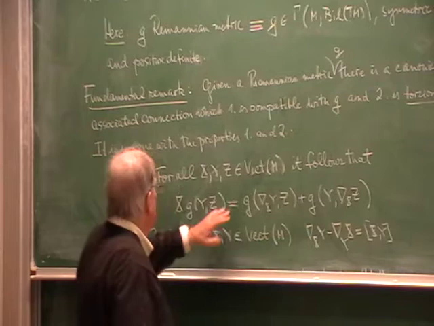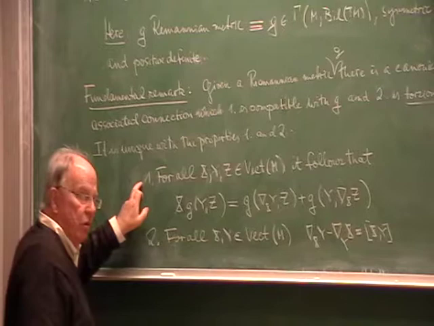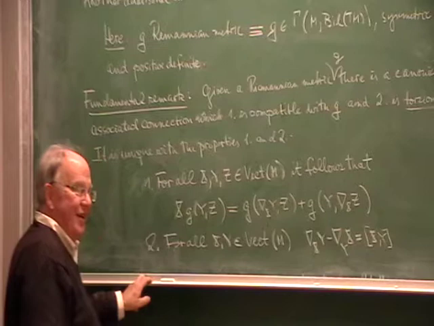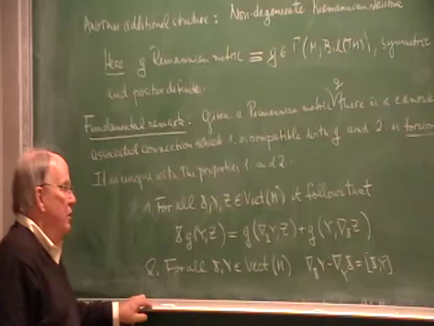Okay, those are two conditions. This is compatibility with the metric. This is torsion free. And the statement is there's a unique connection which satisfies these conditions. This connection is called the Levi-Civita connection.